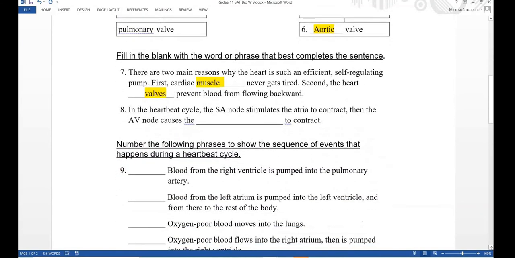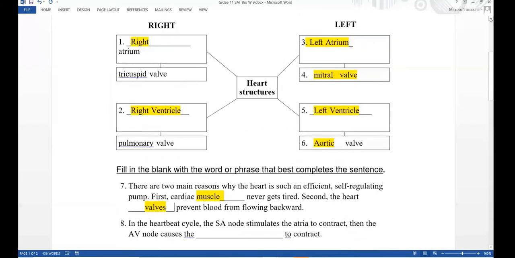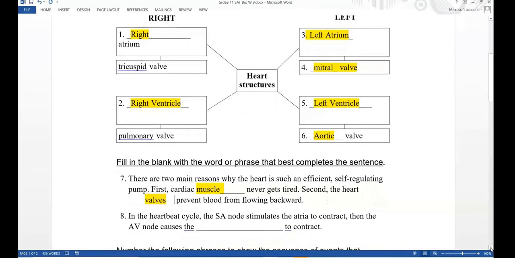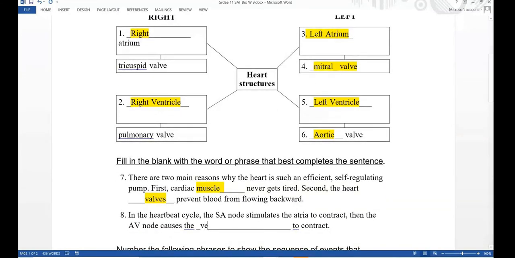Let's answer question number 8. In the heartbeat cycle, the SA node stimulates the atria to contract. Then the AV node causes the dash to contract. What does the AV node cause to contract? Ventricles. Ventricles, excellent. Did you copy it? Yes, thank you. Okay, you're most welcome. So the answer to number 8 is ventricles.